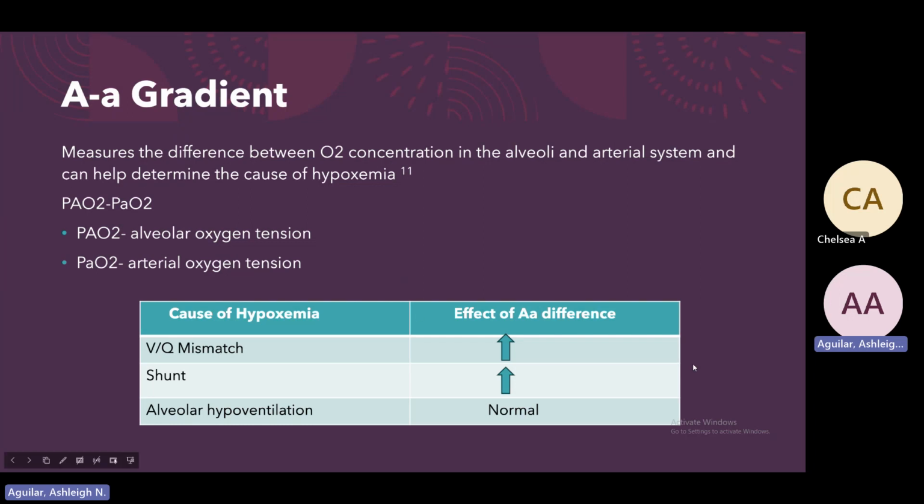And down here, I have a little chart. I listed some causes of hypoxemia and the effects on the AA difference. So with a VQ mismatch, you would expect an increase in your AA difference. With a shunt, you would also expect an increase. And with alveolar hypoventilation, it would be normal.